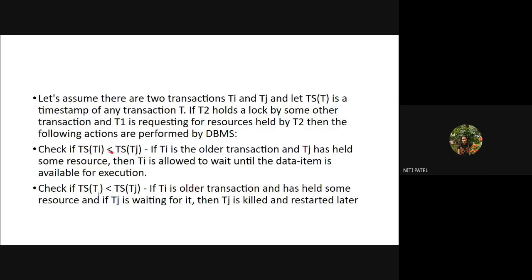If Ti's timestamp is smaller than Tj's, what will happen in that case? Ti will have to wait until that data item is made available. Why? Because Ti is the older transaction. क्योंकि इसके पहले Tj ने already request किया है for that data item which is currently with some other transaction. तो इन दोनों में से पहले किसको मिलेगा? जिसका timestamp बड़ा रहेगा. तो बड़ा किसका timestamp है? Tj का. इसलिए request is granted to Tj and Ti is made to wait. Clear up till here?